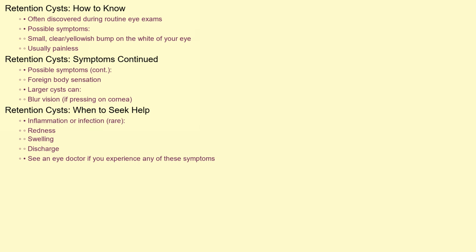So, how do you know if you have a retention cyst? Often, they're discovered incidentally during a routine eye exam, but you might notice a small, clear or slightly yellowish, raised bump on the white part of your eye. This bump is usually painless, but depending on its size and location, it can cause a foreign body sensation, like something stuck in your eye. Larger cysts can sometimes blur vision, especially if they press on the cornea, the clear front part of the eye. In rare cases, the cyst might become inflamed or infected, leading to redness, swelling, and discharge. If you experience any of these symptoms, it's important to see an eye doctor.